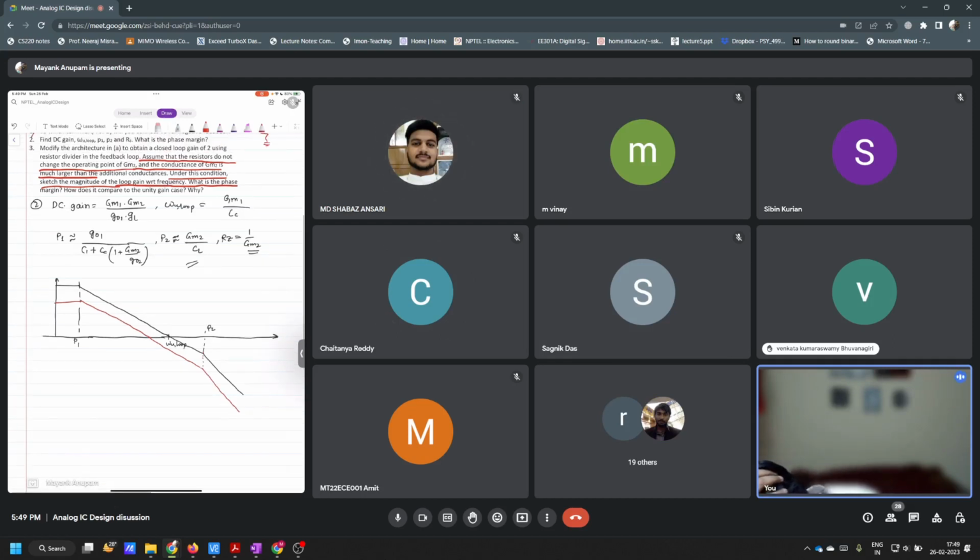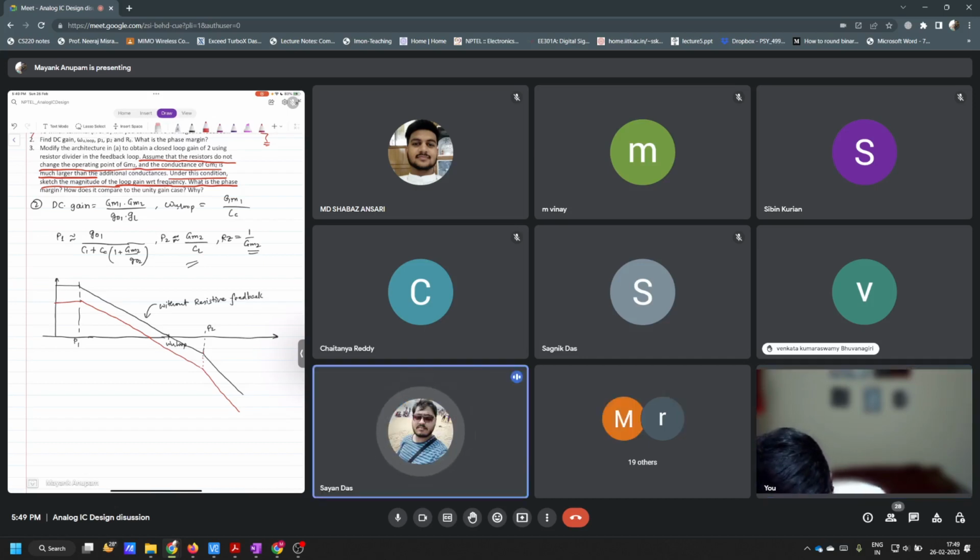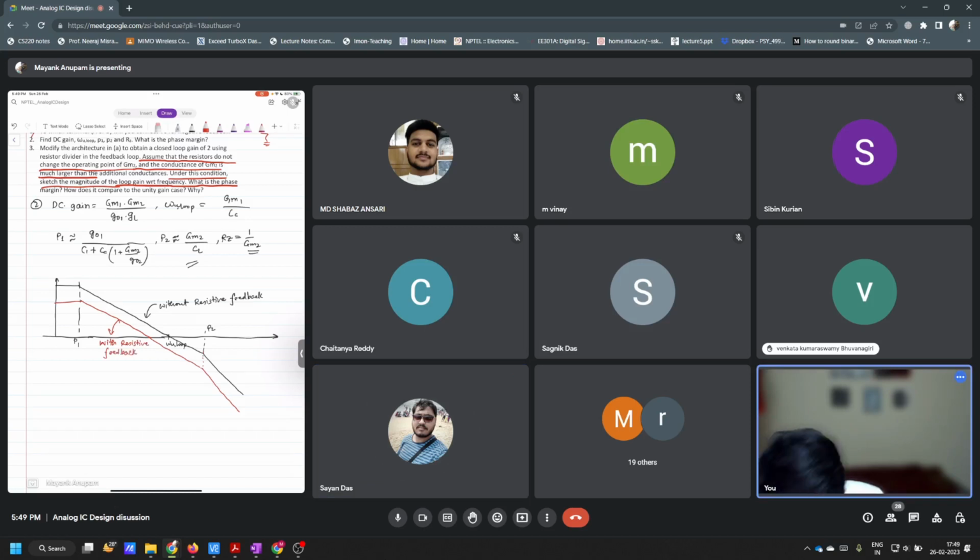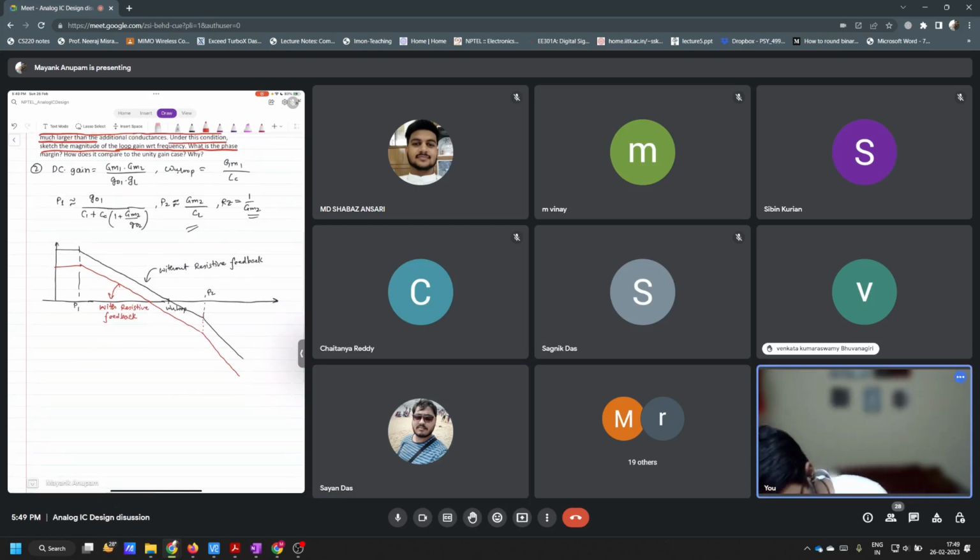I mean, this is the case without resistive feedback. Phase margin will be improved with resistive feedback, right? So tell me, if this is the gain earlier, then this should be 6 dB below, right? Yeah. So this is loop gain in dB, right?